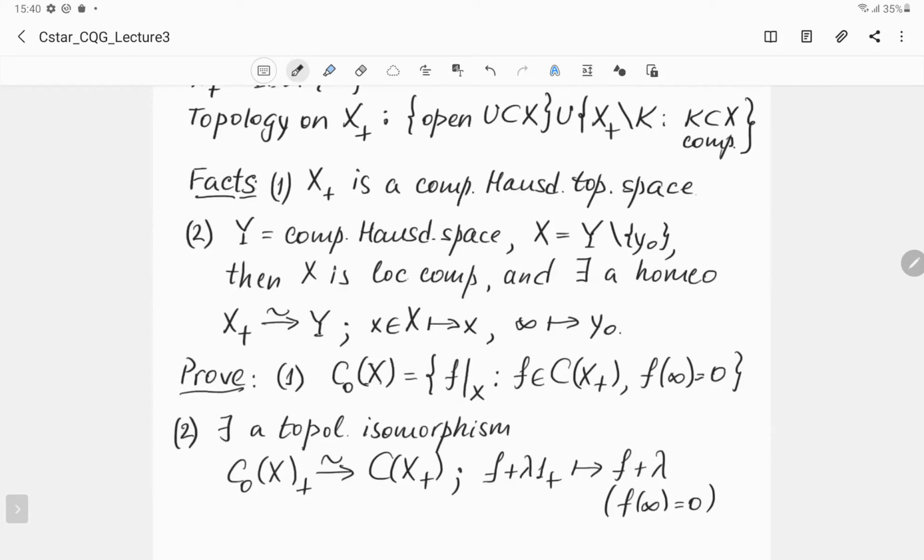I don't claim that this isomorphism is isometric. In general, this is not the case. But anyway, it is a topological isomorphism of these two algebras. So in some sense, the unitization of C0(X) reduces to the one-point compactification of X.